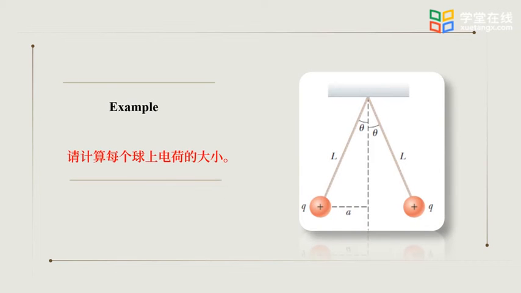Now let me give you an example to show how to find the net force. There are two identical charged spheres as shown in the figure. The string makes angle theta with the vertical. The mass of the sphere is m, and the length of the string is l. Please calculate the magnitude of the charge on each sphere. As shown in the figure, these two spheres repel each other. This indicates that they carry charges of the same sign.